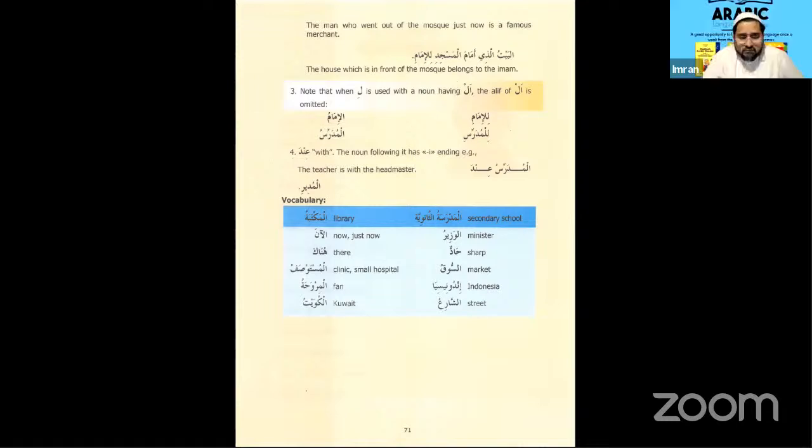With the noun following it, for example: the teacher is with the headmaster, al mudarrisu indal mudiri. Whenever inda comes, the noun which comes after inda is always with a kasra. So indal mudiri.